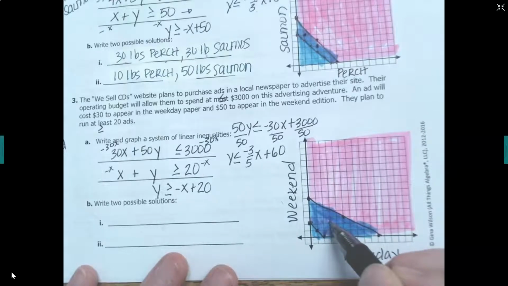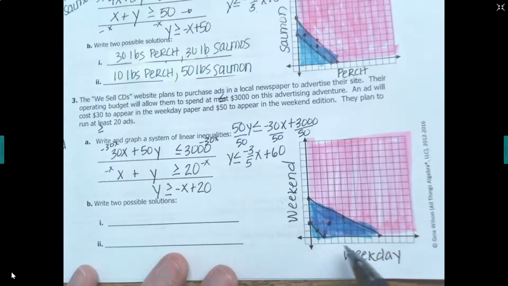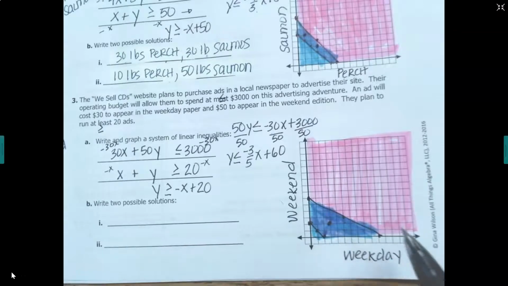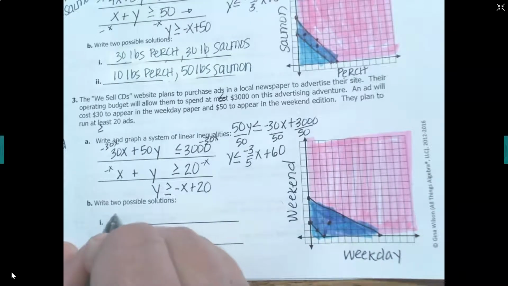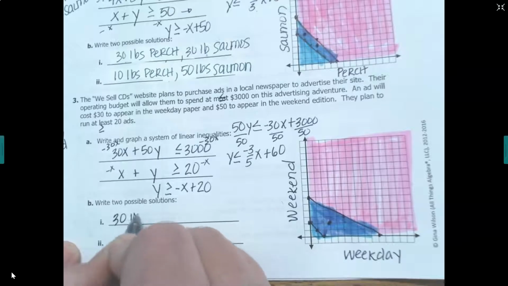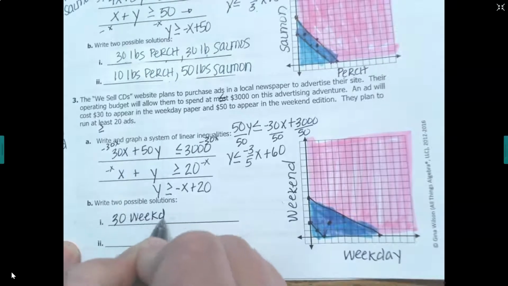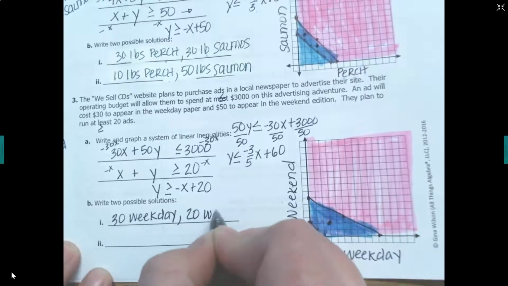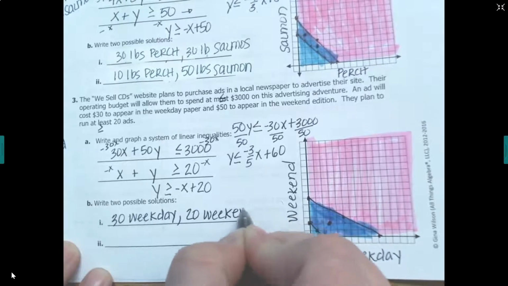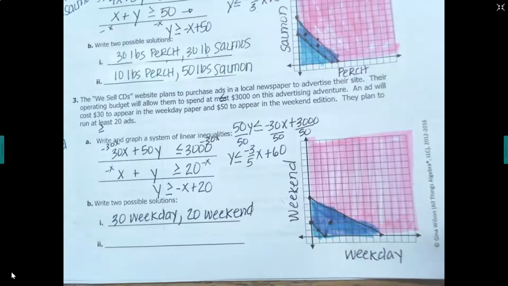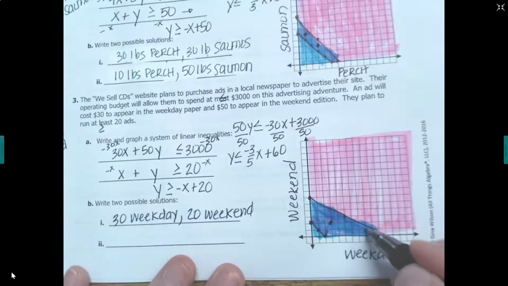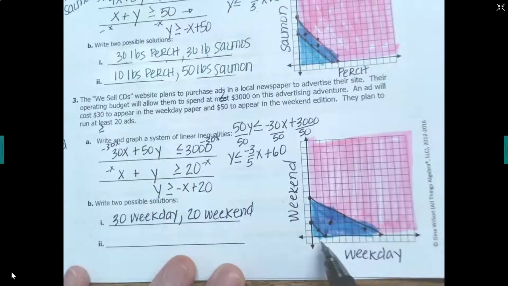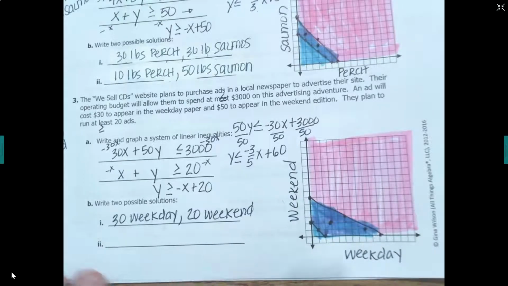So for example, this one would be 10, 20, 30 weekdays and 20 weekends. So 30 weekday and 20 weekend ads. I could pick any point. What if I wanted to pick that one right there? So that is 10, 20, 30, 40, 50, 60, 70, 80 weekday ads.